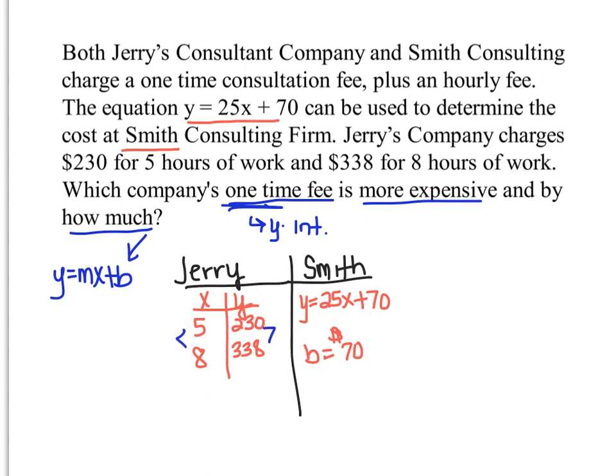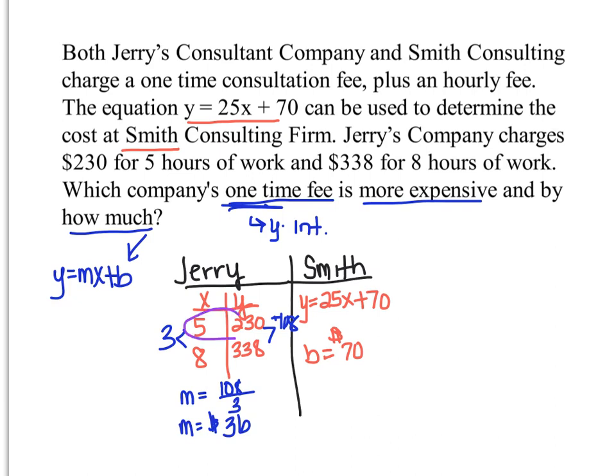So my change in, we're going to do our y first. So to get from 230 to 338 is an increase of 108. So my slope is an increase of 108 over 5 to 8 is 3 hours. When I divide, I get m equals 36. So that's $36 per hour.